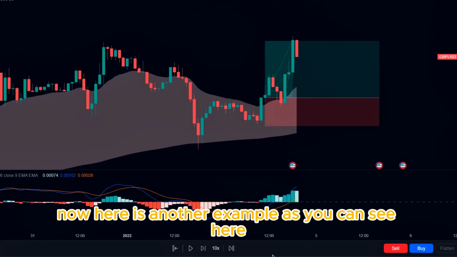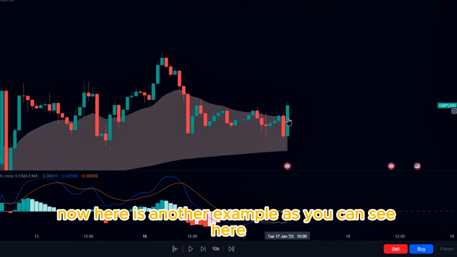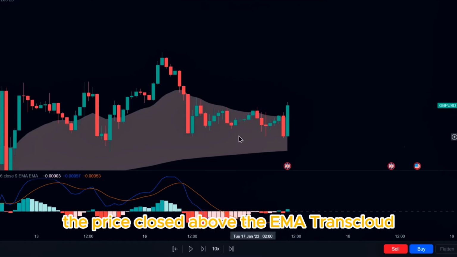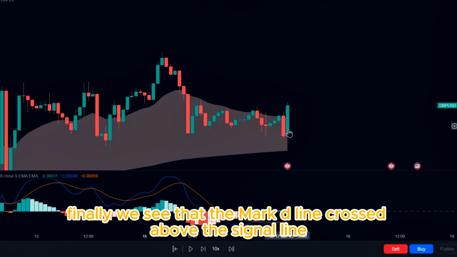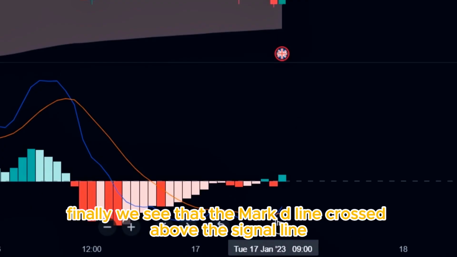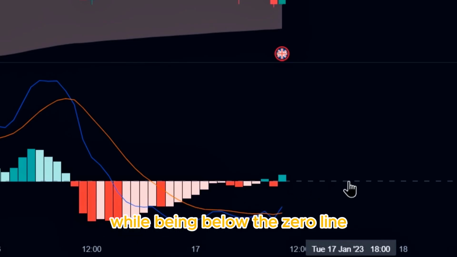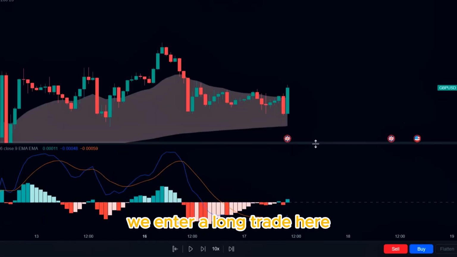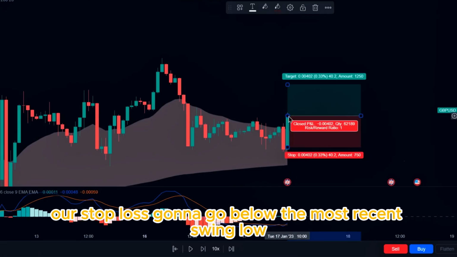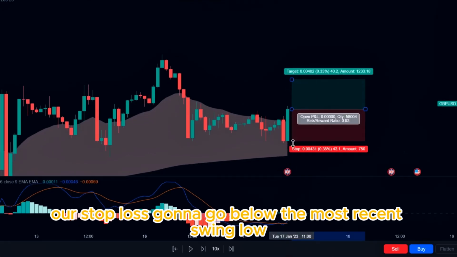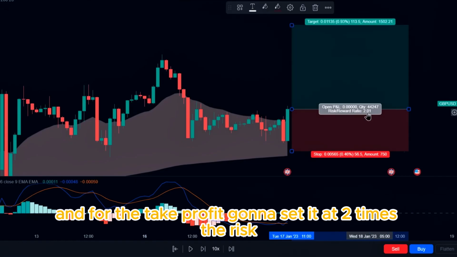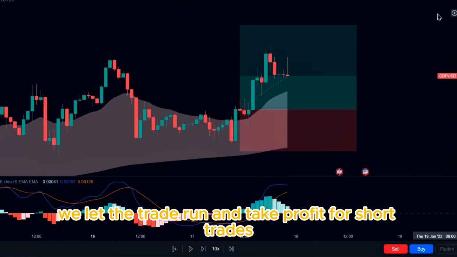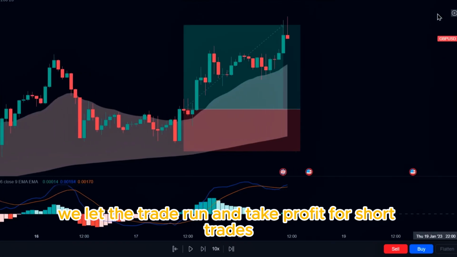Now here is another example. As we can see here, the price closed above the EMA trend cloud without touching the bottom of the cloud. Finally, we see that the MACD line crossed above the signal line while being below the zero line. We enter a long trade here. Our stop loss is going to go below the most recent swing low, and for the take profit, we're going to set it at 2 times the risk. We let the trade run and take profit.